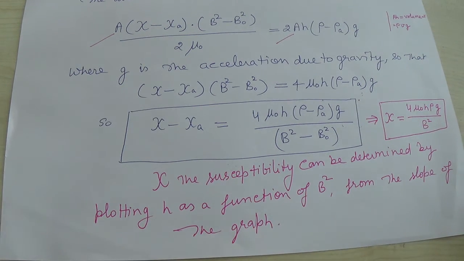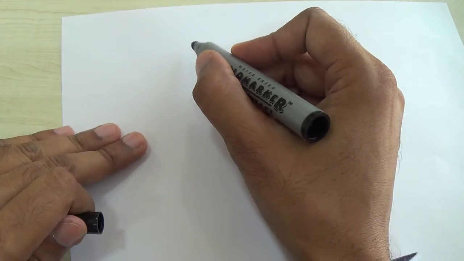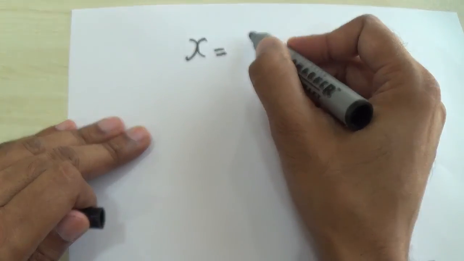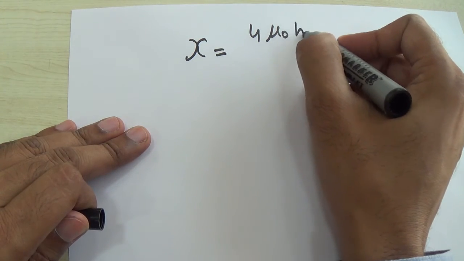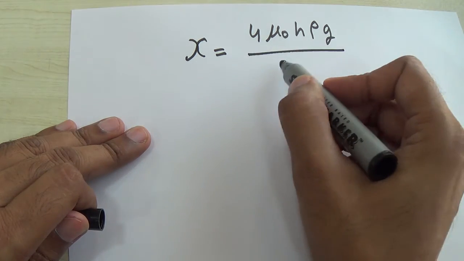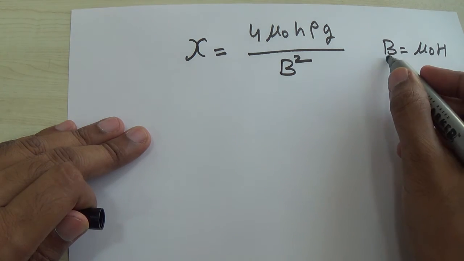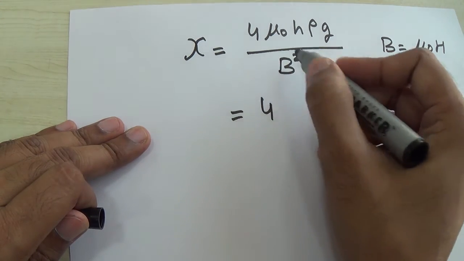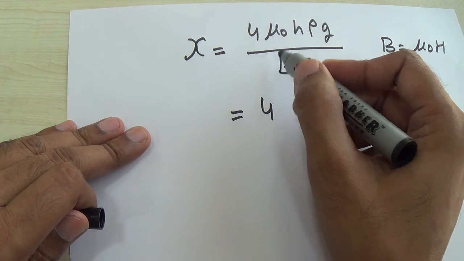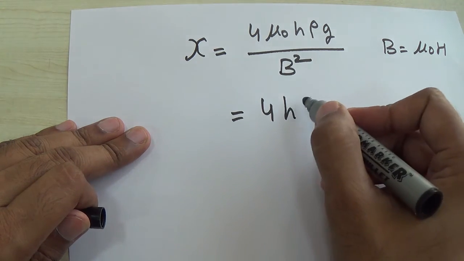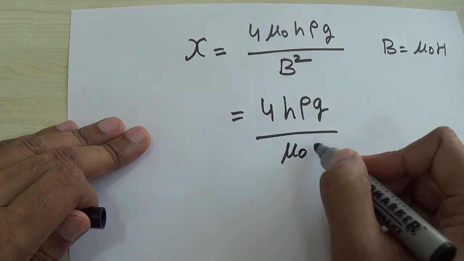So one can derive the susceptibility by using this formula, where chi is equal to 4 mu naught h rho g upon B squared. If we see this formula carefully, I have derived chi equal to 4 mu naught h rho g upon capital B squared. We know that B is equal to mu naught H. So when I put this value of B here, it will be 4 mu naught h rho g upon mu naught squared H squared, mu naught cancels out, so that will be 4 h rho g upon mu naught H squared.